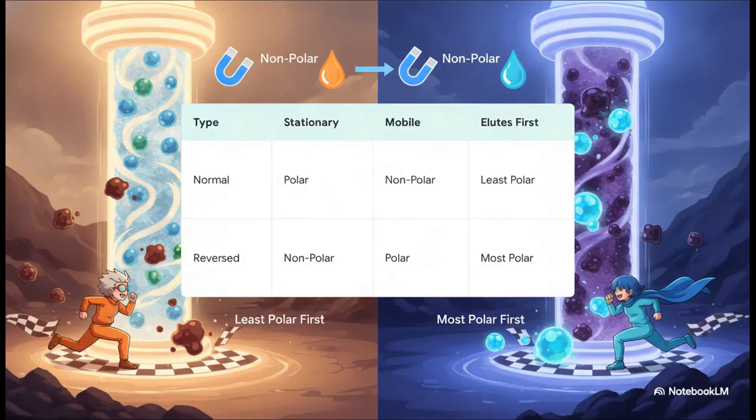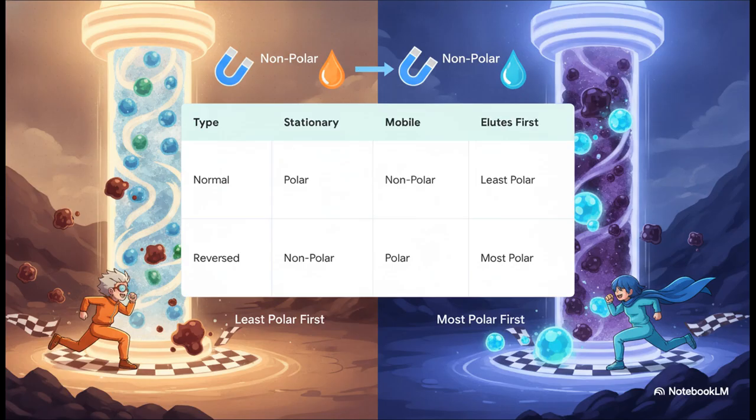Now, depending on the exact mixture we're trying to separate, each HPLC is generally divided into two main classifications based on relative polarities. First, we have normal phase chromatography. Here, the stationary phase is highly polar. Think something like silica gel. And the mobile phase is nonpolar, like hexane. This means the least polar components elute, or finish the race, first.